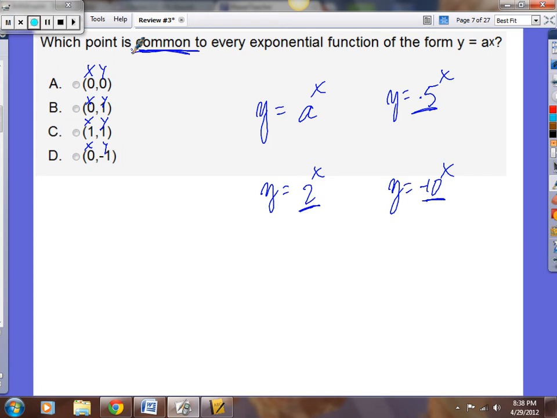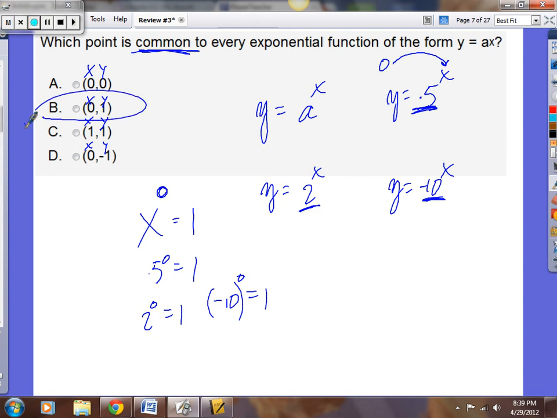So I got 3 different functions, and I know that there's a phenomenon that if you have any number and you raise it to the 0 power, your answer is 1. So if I have 0.5 to the 0, my answer is 1. If I have 2 to the 0, my answer is 1. If I have negative 10 raised to the 0, my answer is 1. So I know that if I plug a 0 in right there for the x, no matter what the base is, it's going to be 1. So I like B. B says if you plug in 0 for x, your output is going to be 1.